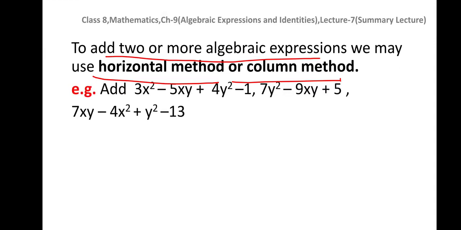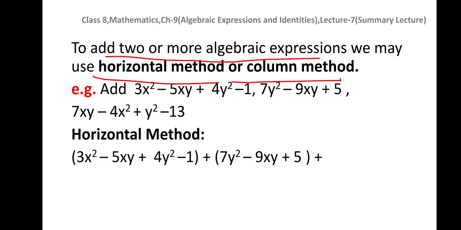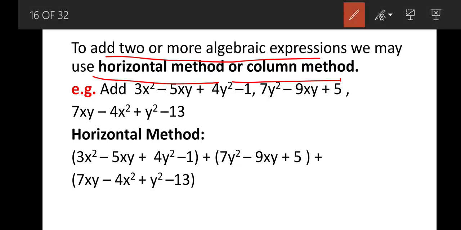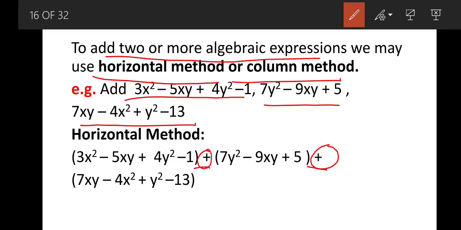Now, I need to add these three expressions. I am first explaining horizontal method. Horizontally, I need to write all the expressions. This is what I have written here. As I need to add, I have put addition sign in between these three expressions. This was the first expression, this was the second, this was the third, and I have written plus sign as I need to add. Simple as this.